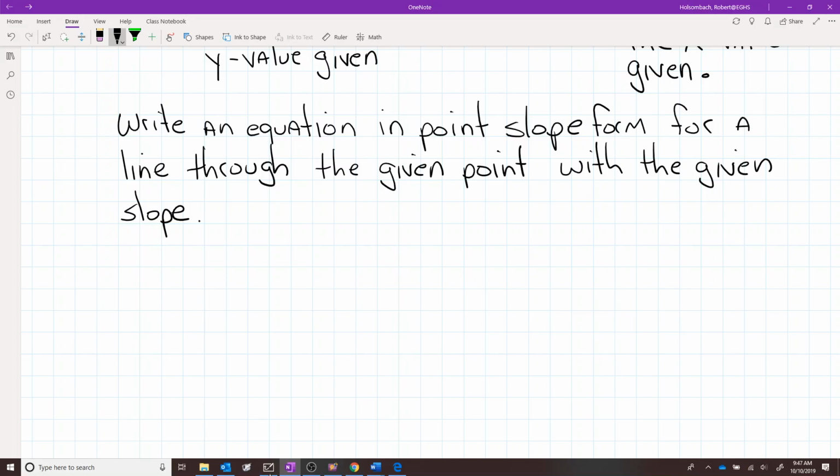Write an equation in point-slope form for a line through the given point with the given slope. Boy, that was harder than it should have been. So here, you're given your m of 5. You're given the point that it has to go through, which is 3, -2. And you're going to write an equation.